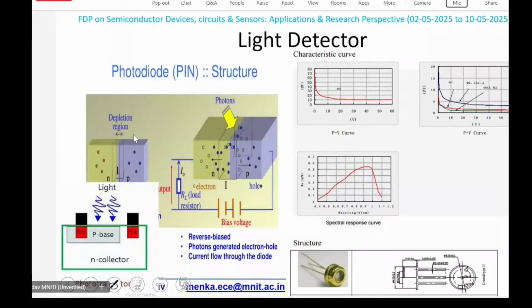So first of all, let us take the light detector. Light detector means some light with some particular intensity is coming, and you want to detect whether this light is with this particular intensity, or whether the intensity is going to increase or decrease. For example, we are talking about solar cell. So what is the principle of solar cell?